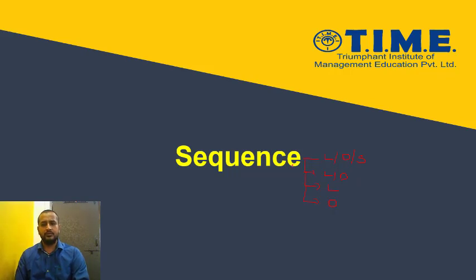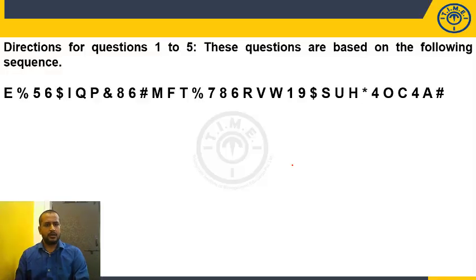Ultimately, the important thing is what will be the right approach for solving this kind of questions. That is very important for us. Let's see what is the best approach for solving this kind of questions. Here you can see letter, symbol, digit. So it is a combination of letter, symbol, digit. What kind of questions will be given in the sequence model?